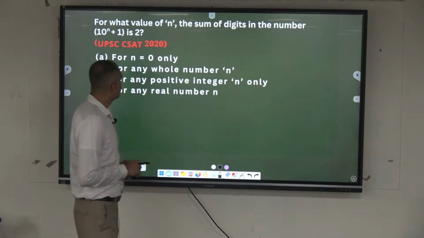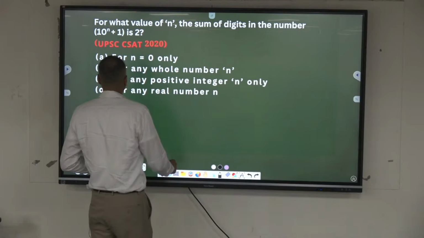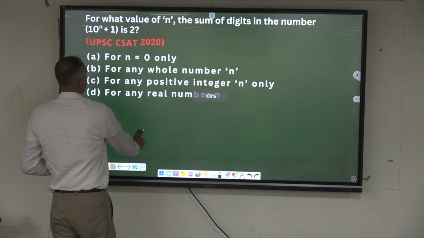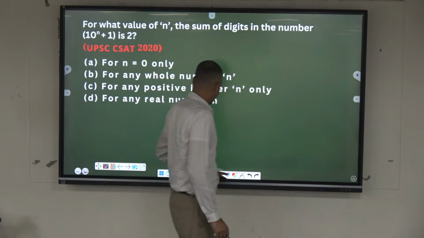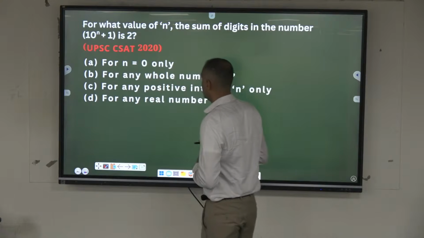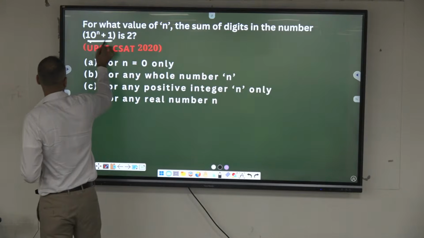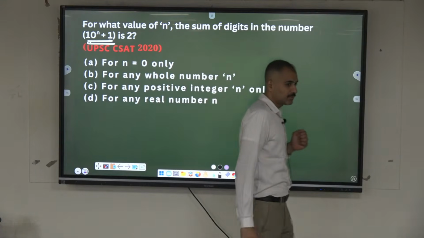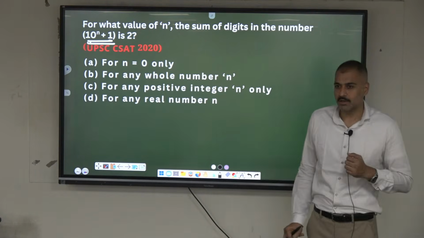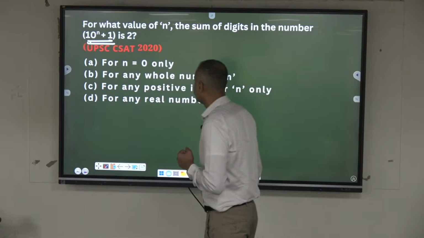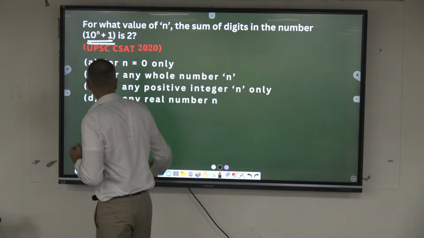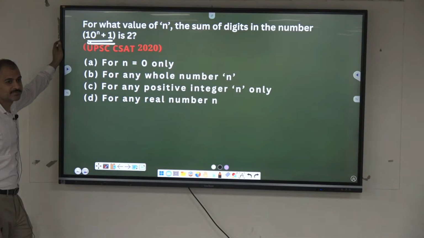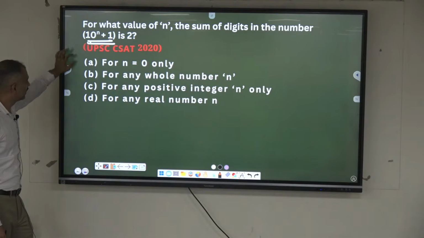For what value of n is the sum of the digits in the number 10 power n plus 1 equal to 2? He has given the options. Go for a substitution of options. Go for the second option.